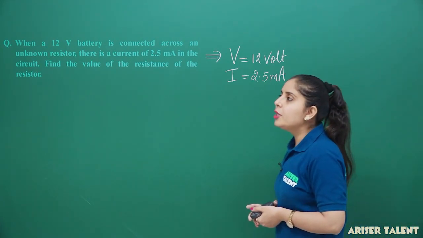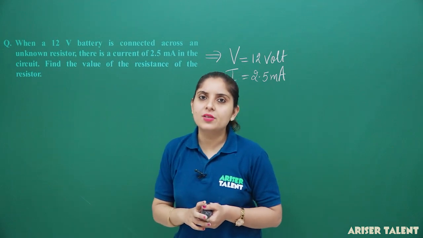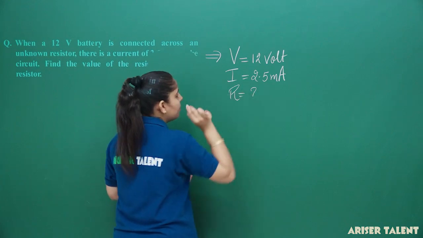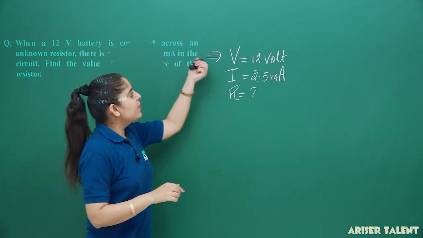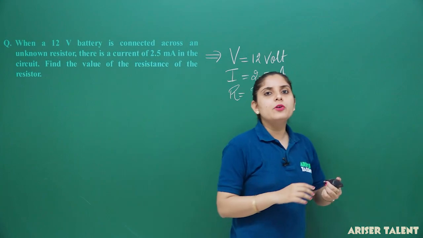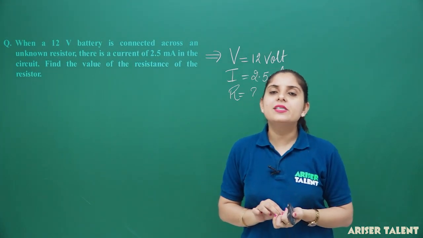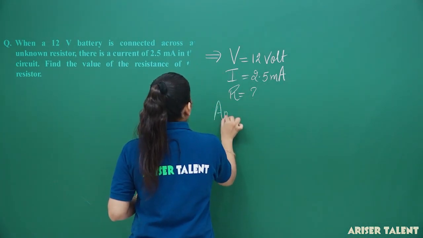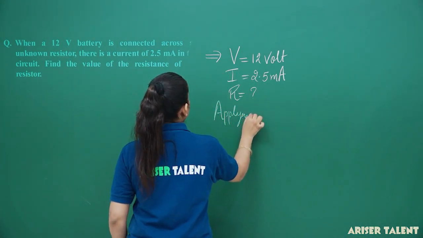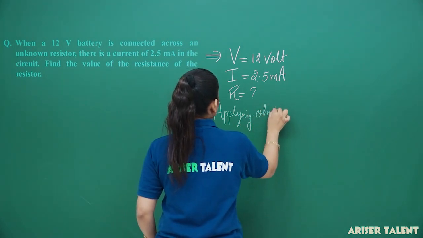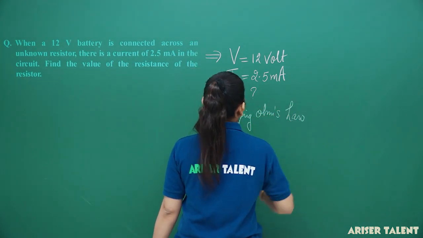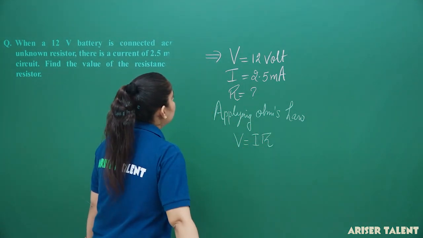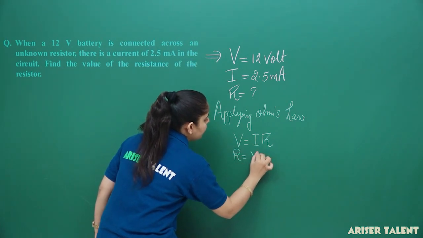What do you have to determine? You have to determine the value of resistance in the circuit. So the unknown quantity will be resistance. Now when V and I are given and you have to determine the value of R, you will just apply Ohm's law. Applying Ohm's law here, we get V equal to IR. So R will be equal to V upon I.